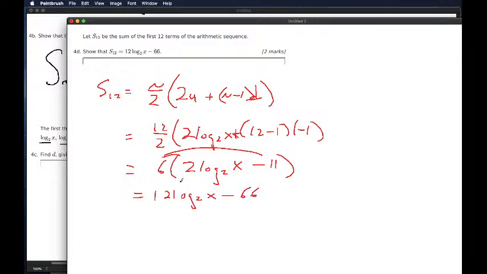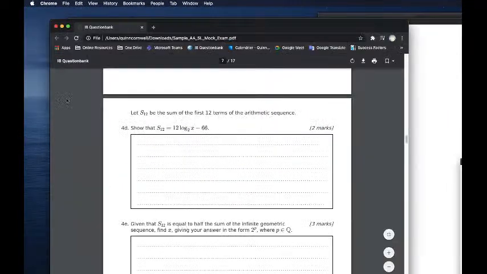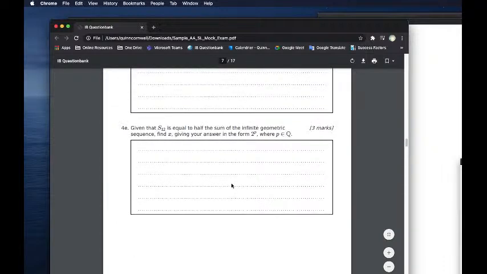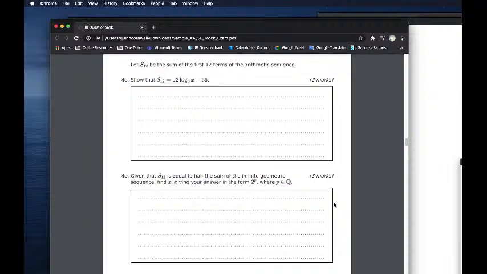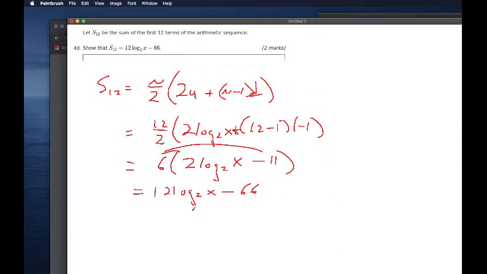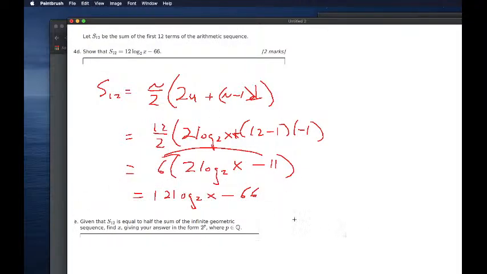So all you have to do is, it's just formulas, this whole question, right? And knowing U1, U2, U3. And then, let's see, as you go further, you have the next bit of the question. Given that S12 is equal to half the sum of the infinite sequence, so what I would do is I'd write something out. So S12 should equal 1/2 of S infinity. That's what they're telling you.